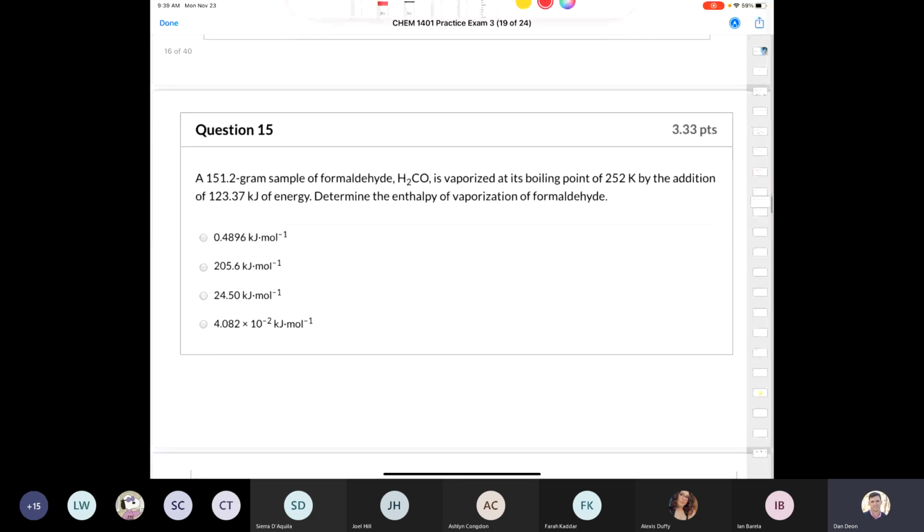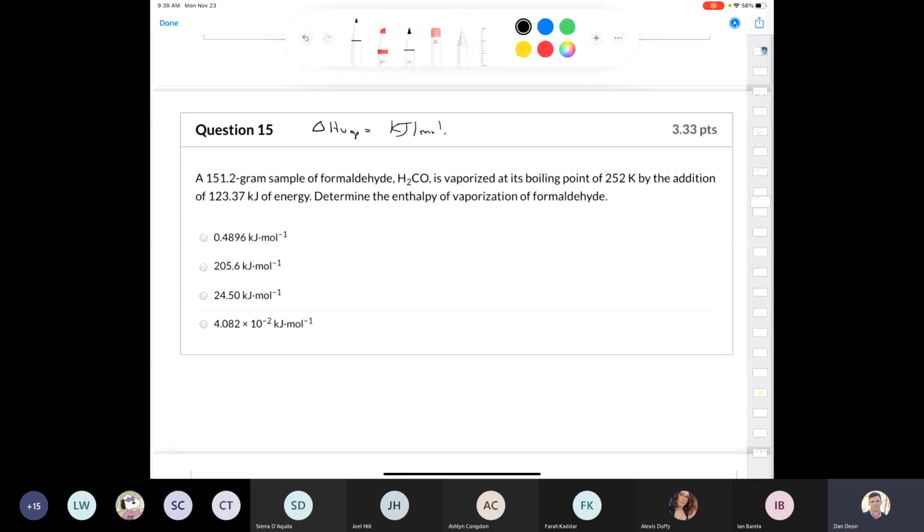Number 15, a 151.2 gram sample of formaldehyde is vaporized at its boiling point of 252 Kelvin by the addition of this much energy, 123.37 kilojoules. Determine the enthalpy of vaporization of formaldehyde. Well, I think the easiest thing to do here is to say we know that the enthalpy of vaporization has units of kilojoules per mole. The boiling point isn't even necessary here. It just tells us what the boiling point is.